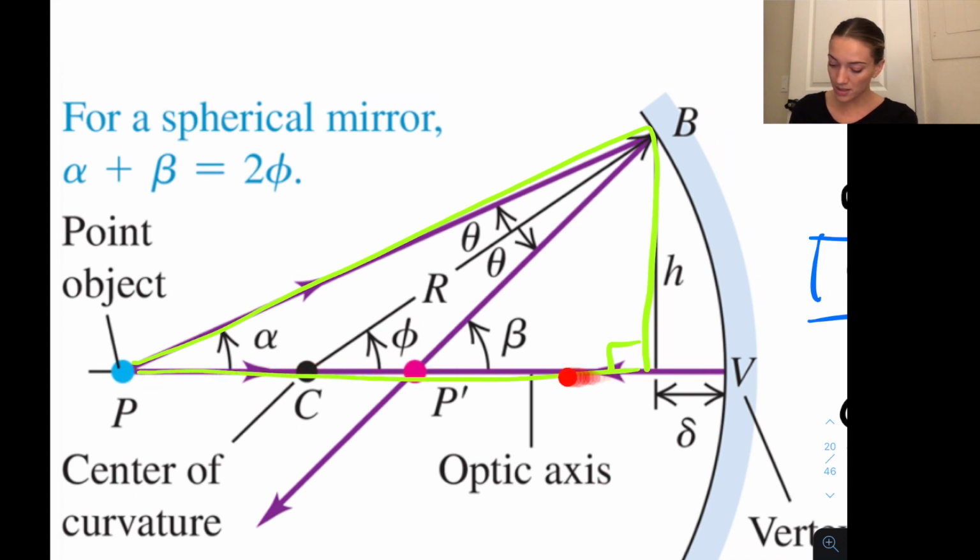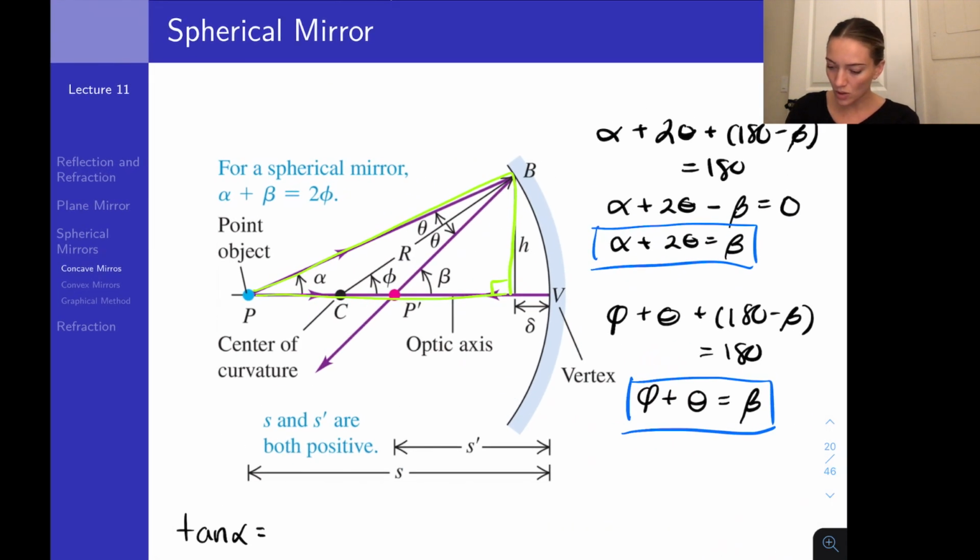over this distance. Now, from P to the vertex here is the object distance s. So this distance is just s minus this little delta here. So this is the distance from this point to the vertex, which is just delta. And we're going to see delta is going to cancel out anyway, so don't worry about that. So tan alpha is h over s minus delta.